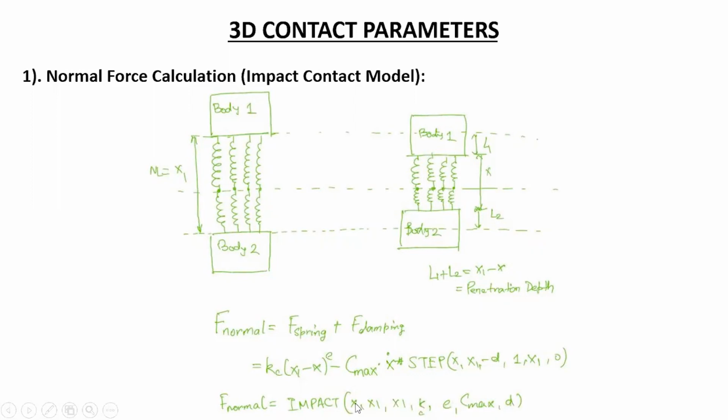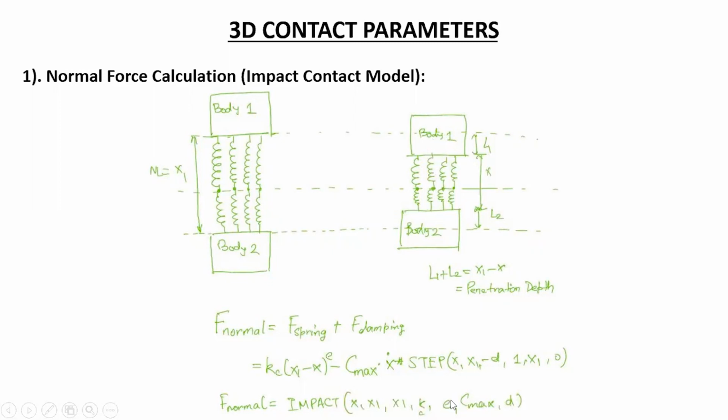So basically it has these many inputs. The first input is the natural length, the penetration distance between these two bodies. This is the natural length. This is the contact stiffness. This is the exponential value. This is the maximum damping value. And this one I'll talk about.